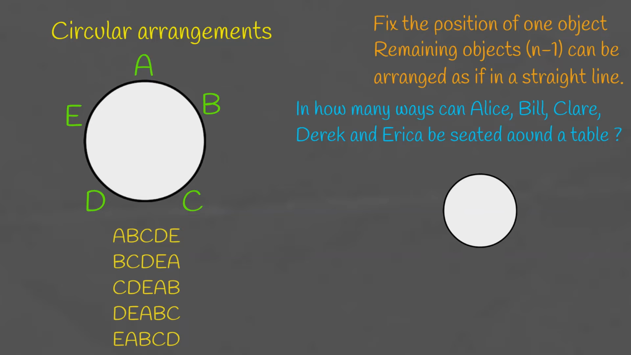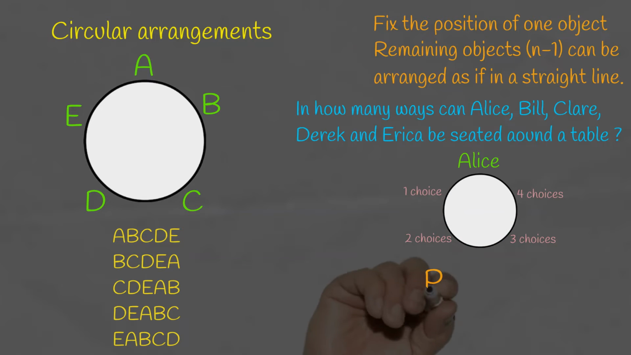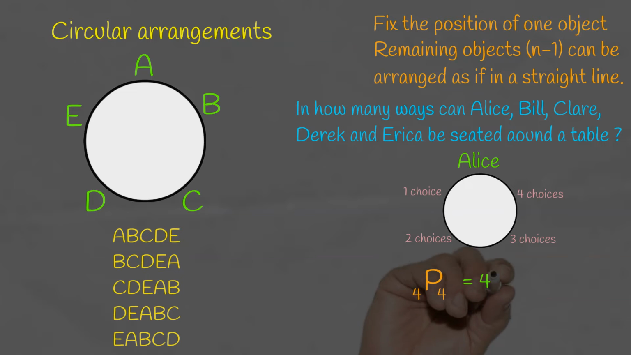So in how many ways can these 5 people be seated around a table? Well, let's fix Alice in the top position. And just as we have with a straight line, we'll have 4 choices for the next position, 3 for the next, and so on, giving 4p4 or 4 factorial, which is 24.